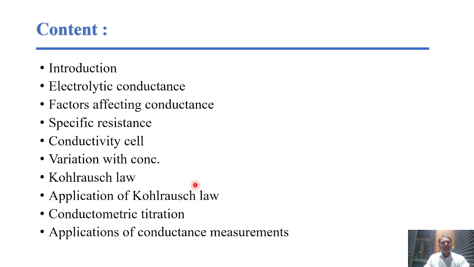The contents of this topic are: introduction, what is meant by electrolytic conductance, the factors affecting electrolytic conductance, what is meant by specific resistance, the working of a conductivity cell, variation of conductance with concentration of solution, Kohlrausch law, application of Kohlrausch law, conductometric titration, and lastly the application of conductance measurement.